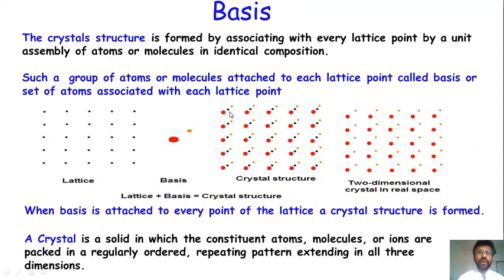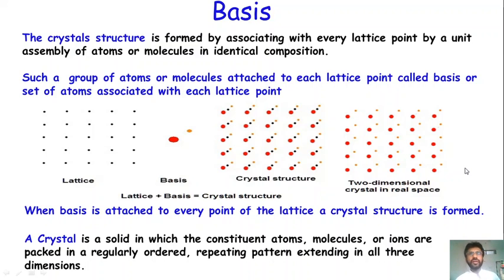So in this case, every lattice point gets associated with the basis, and the basis is nothing but the unit assembly, that is, the group of atoms or molecules. The unit assembly of the atoms or the molecules gets associated with every lattice point, and hence there is the formation of the crystal structure. Here the lattice points are imaginary. If we remove them, what will happen? We can see only the unit assembly of atoms or molecules, and here is the two-dimensional crystal in real space.